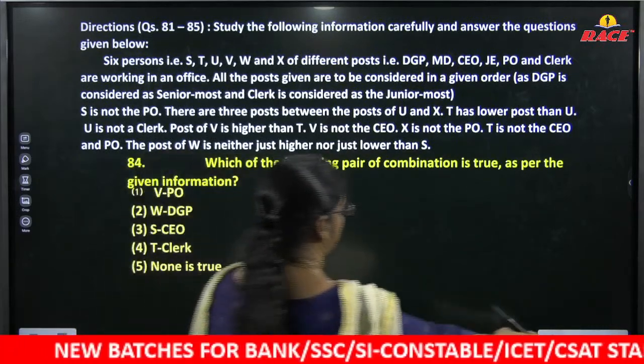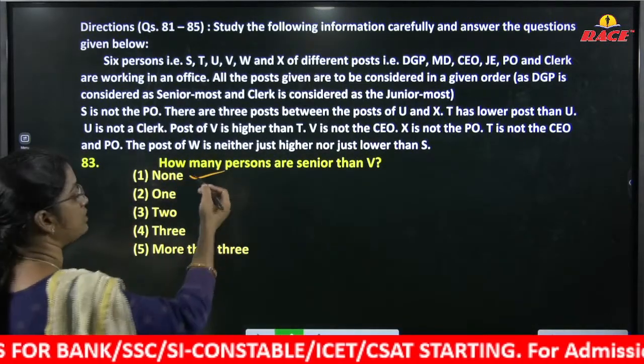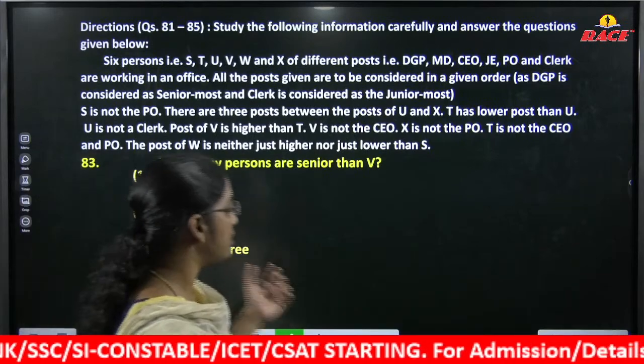So, yes, how many persons are there senior to V? None. There are zero persons above V. That means the answer is none.